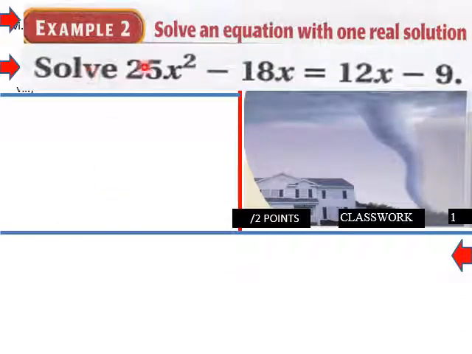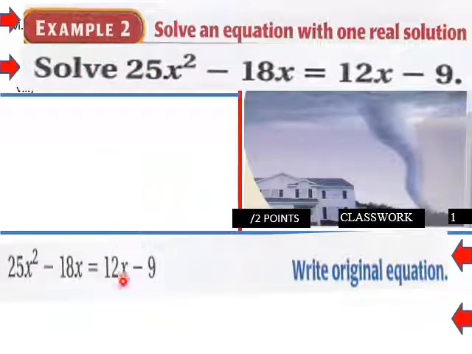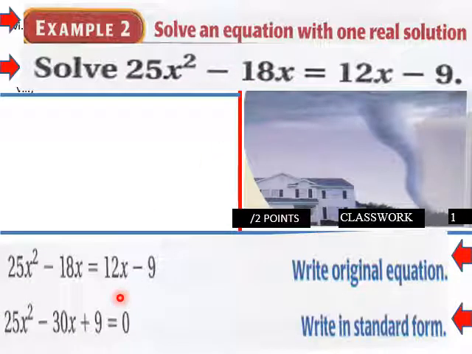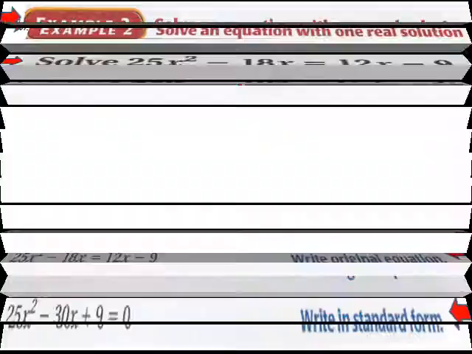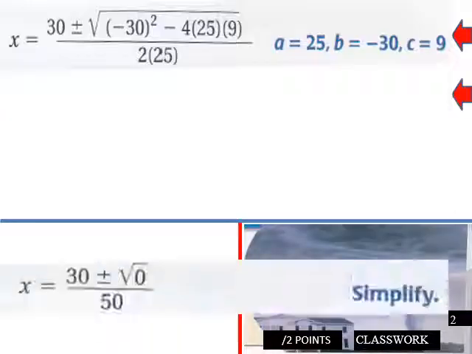Example 2 here. So to solve this here, solve an equation with one real solution. How would we solve a quadratic in this form here? This is the original, and then we're going to write this in standard form. So we're going to bring this over here, and then this over here as well. And we get 25x squared minus 30x plus 9 when we move everything over to the left side, 0 on the right side.